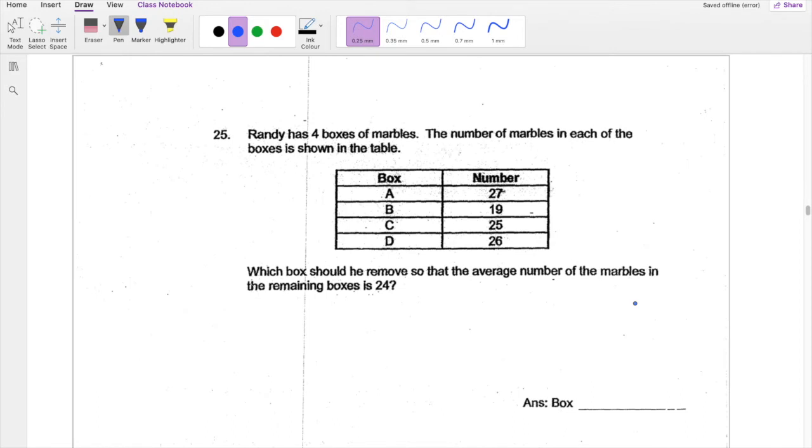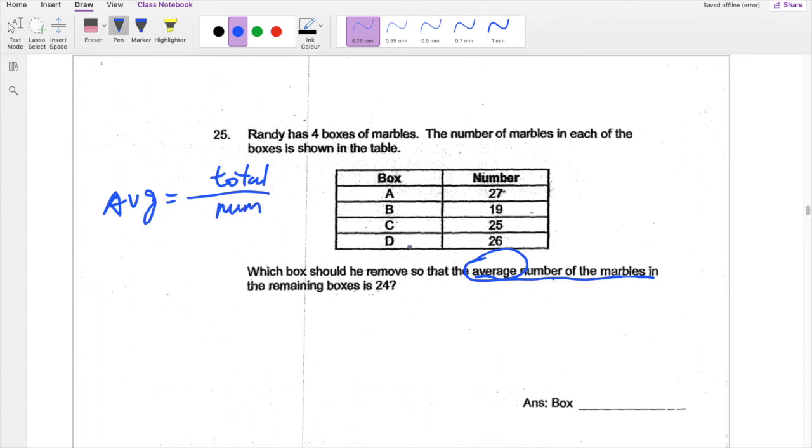Okay, let's see the next question. Question 25. Randy had 4 boxes of marbles, A, B, C, D, showing these numbers here. Which box should he remove so that the average number of marbles in the remaining boxes is 24? Well, the concept here is the average. We know that average is equal to the total number divided by the amount.